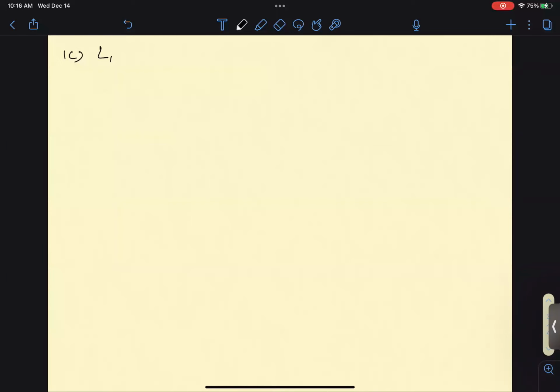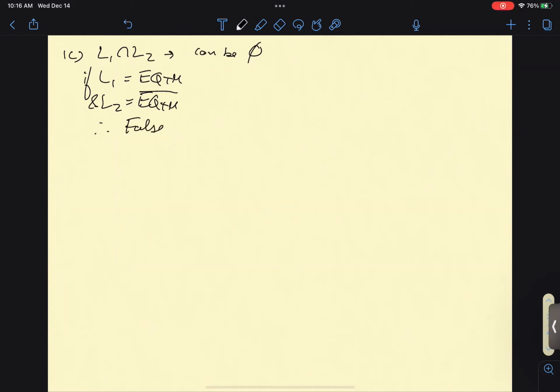Okay, good. So C is false. Can be empty. False. Okay, good. All right. Yes, question. Yeah. So it's the descriptions of two Turing machines such that their languages are the same.